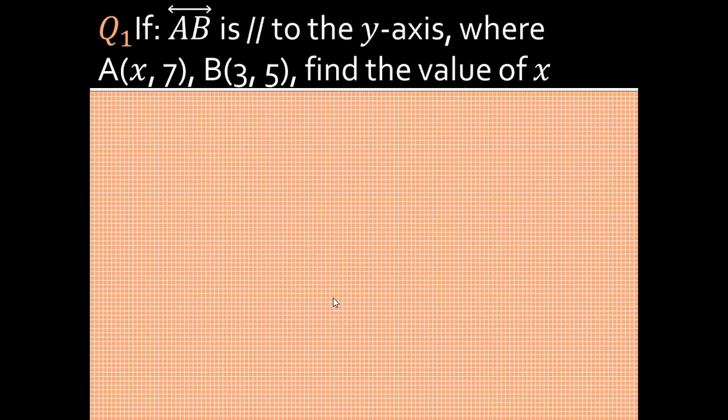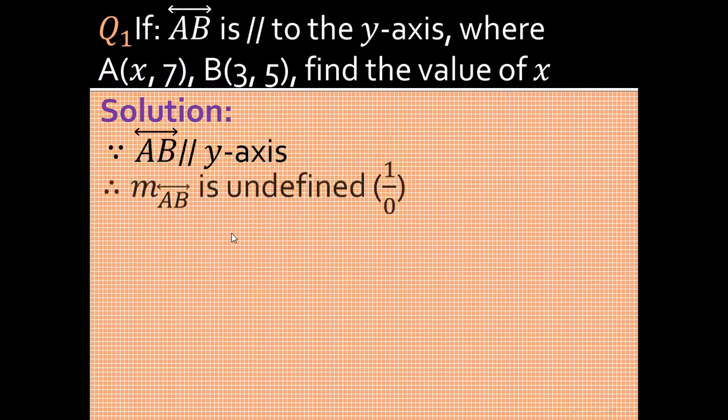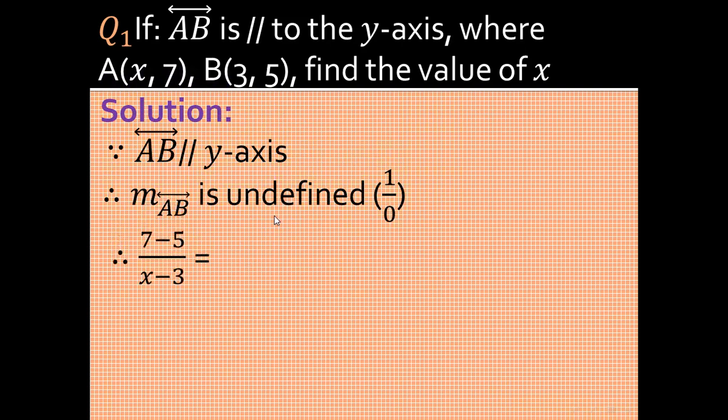Example: if the straight line AB is parallel to the y-axis, where A has coordinates (x, 7) and B has coordinates (3, 5), and we need to find the value of x. What should I do? As we said before, if the straight line is parallel to the y-axis, that means the slope of the straight line is going to be undefined. Undefined means the denominator of the result is 0.